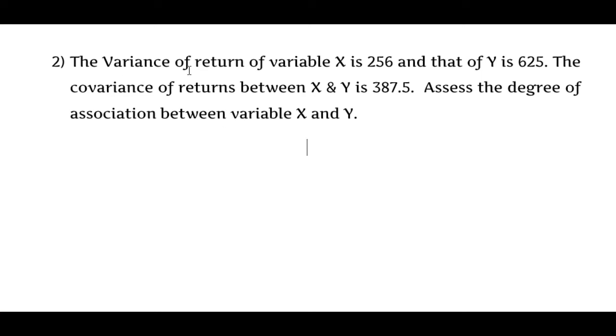They have given the variance of return of variable x is 256 and that of y is 625. So they have given the variance information. In the case of variable x, it is 256, and in the case of variable y it is 625. Then they have given the covariance of returns between x and y variables, which is 387.5. So they have also given the information relating to covariance of returns.